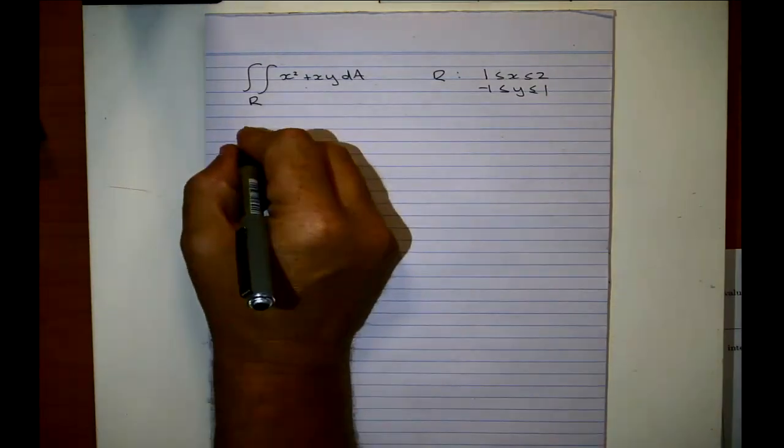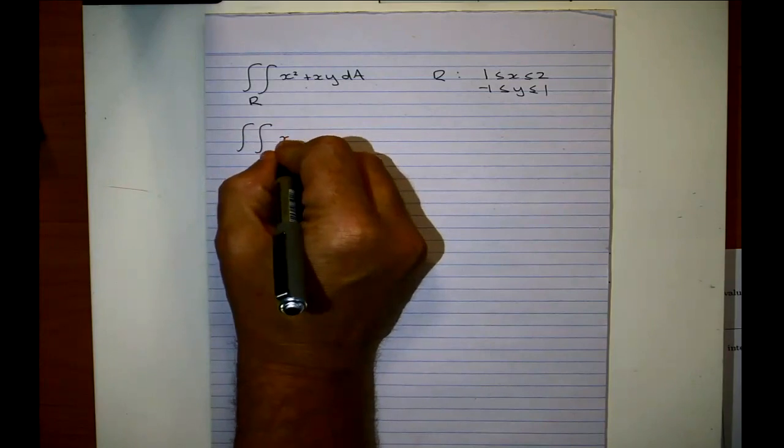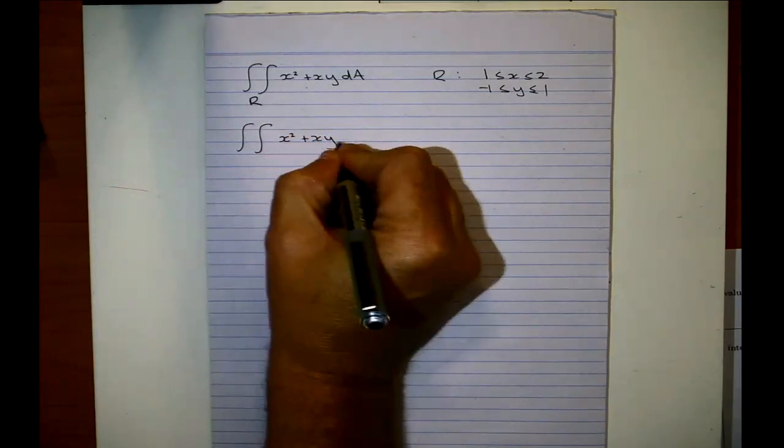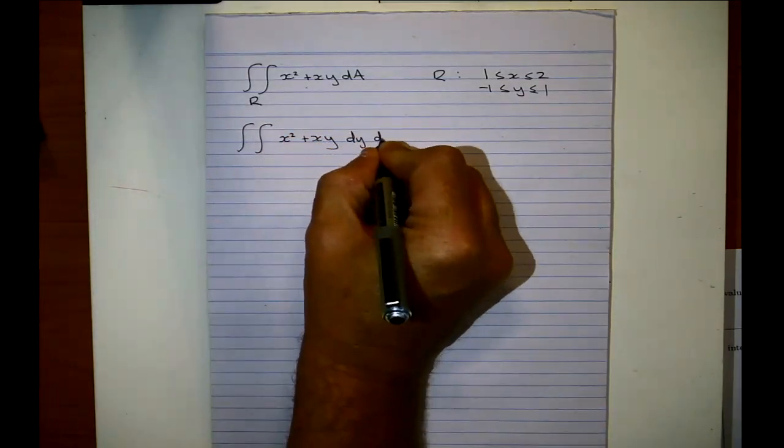X goes from 1 to 2, y goes from -1 to 1. Now this can be done either way. In the lecture notes, I do it first with respect to x, then with respect to y. I'm going to do it the other way around. So let's say I've decided to do it with y first, then x.